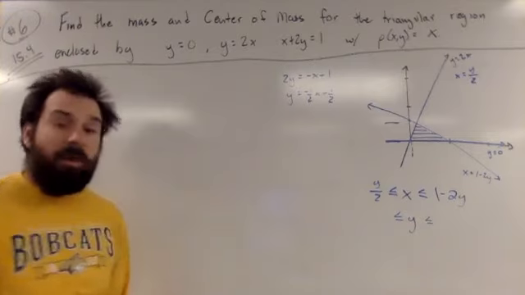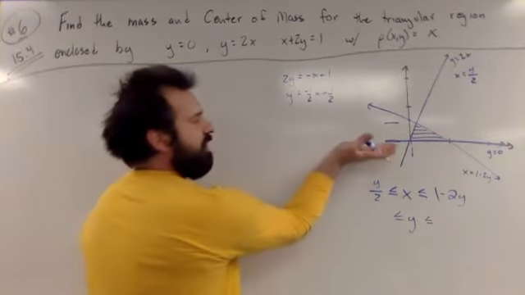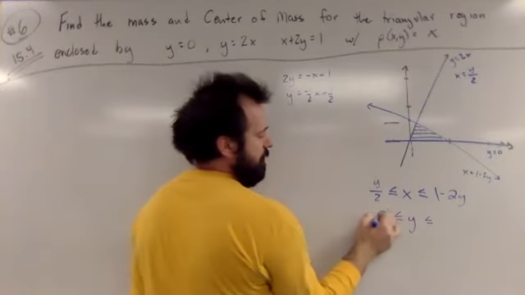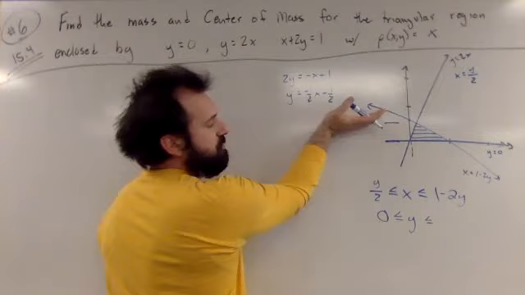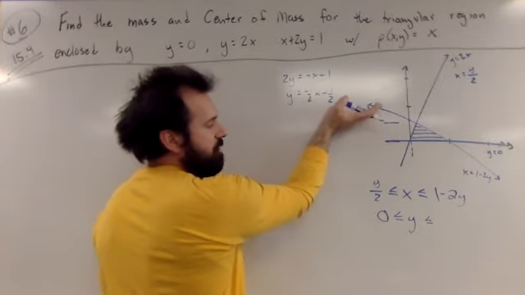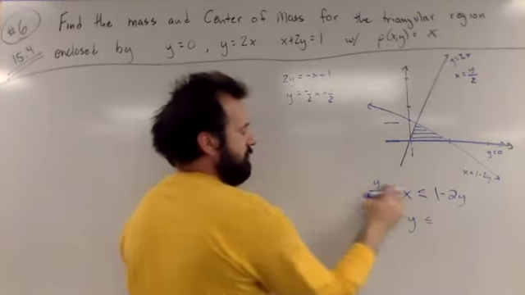So I need to look and see where my y values go from. My y values, these lines are starting at 0, but I need to know where I stop up here. So to figure that out, let's set these two things equal to each other.